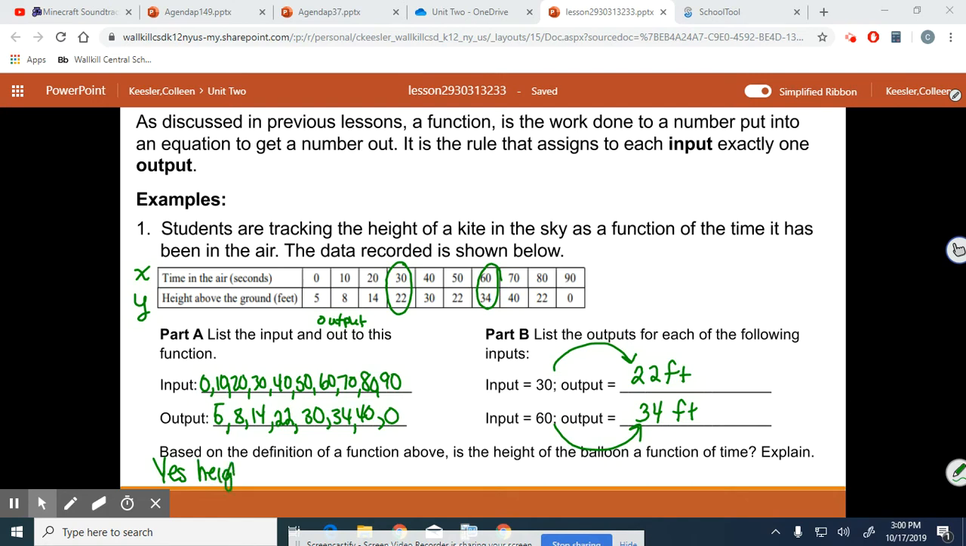height of balloon is a function of time because for each time recorded, only one height is recorded. And that makes sense. It would not make sense for the balloon to be at two different heights at exactly the same second. So this would be a function. All right, let's take a look at another example.